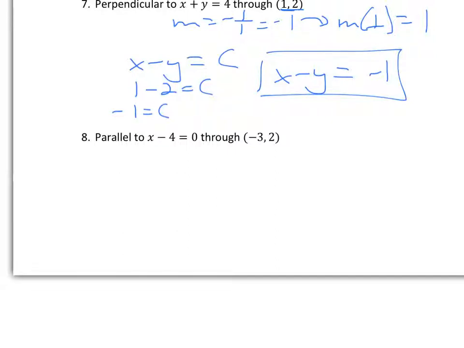Last one, parallel to x minus 4 equals 0. I don't want to use x minus 4 equals 0. I want to get x by itself. So x equals 4 is what that graph really is, which we know is a vertical line at x equals 4. So 4 to the right. And we're going through (-3, 2). So I'm looking for the vertical line that goes through (-3, 2).